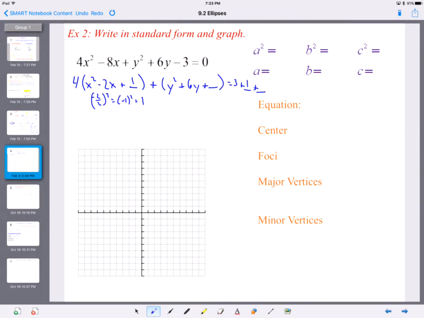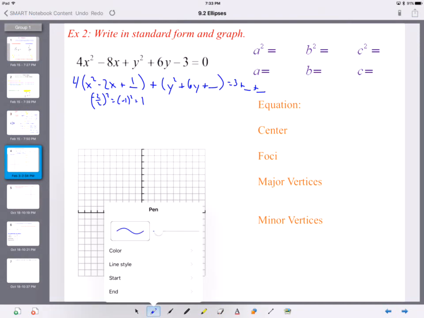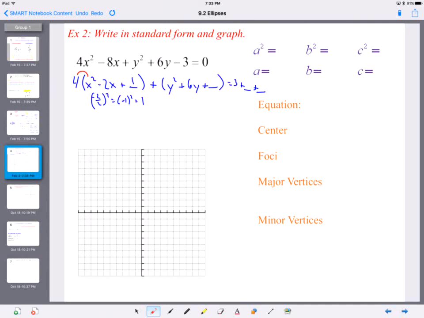The problem is you really didn't add 1. You actually added, remember this was 4x squared minus 8x, so you added a 1 to complete the square, but you really added 4 to that side of the problem. So you need to add 4 to the other side. You'll complete the square on the next one.